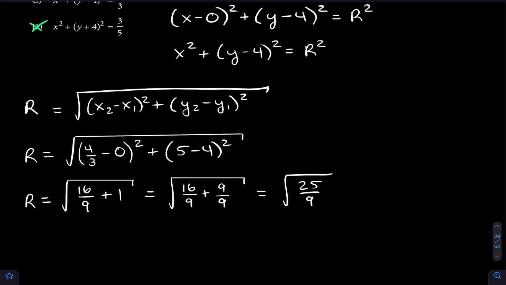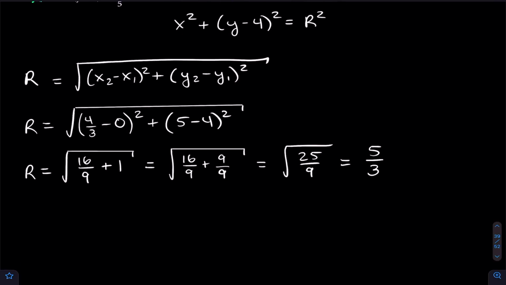If you square root that, just as we could square a fraction by squaring the numerator and the denominator, if we want to square root a fraction, we can square root the numerator and square root the denominator. So the square root of 25 is 5, and the square root of 9 is 3. So it's equal to 5/3. But remember, I said this was a trap. What we want here is not the radius, we want the radius squared. And you don't even need to find the 5/3 in order to find the radius squared.